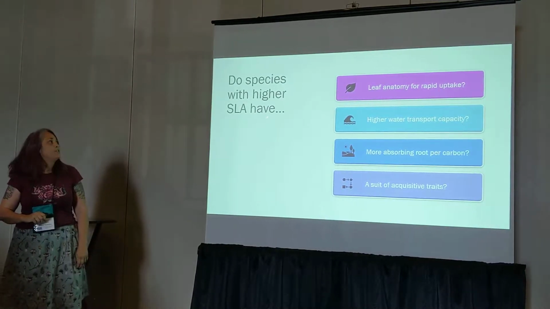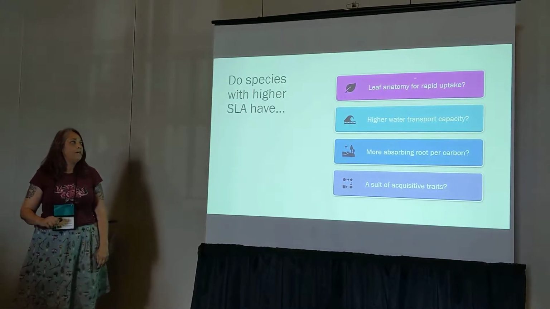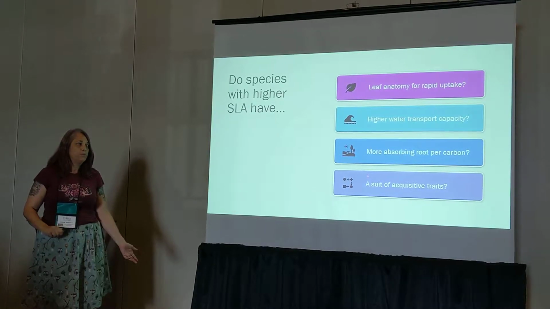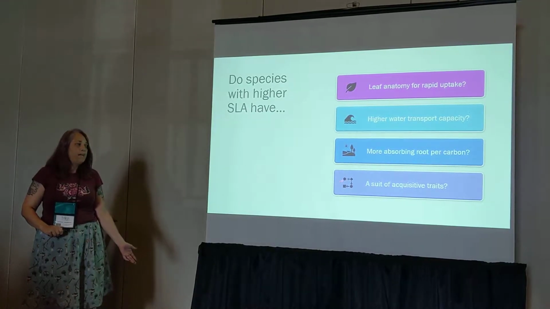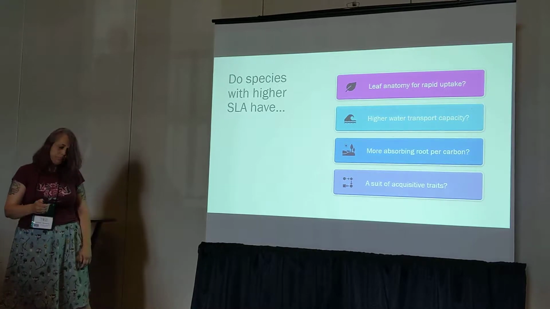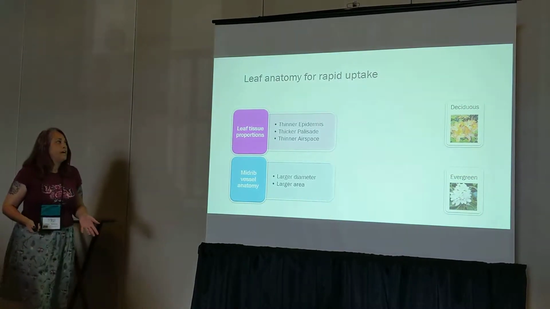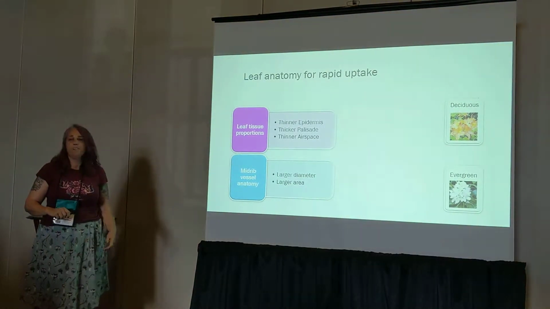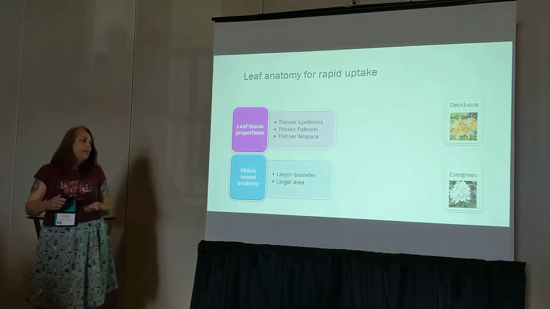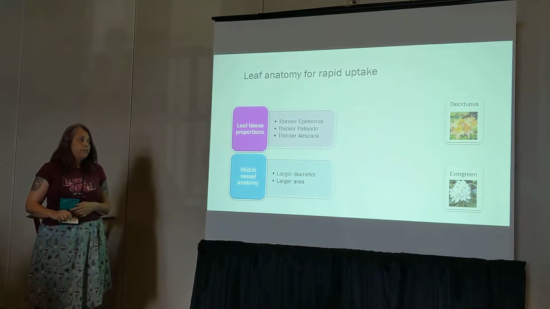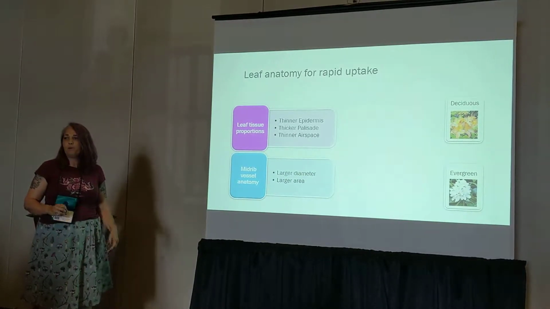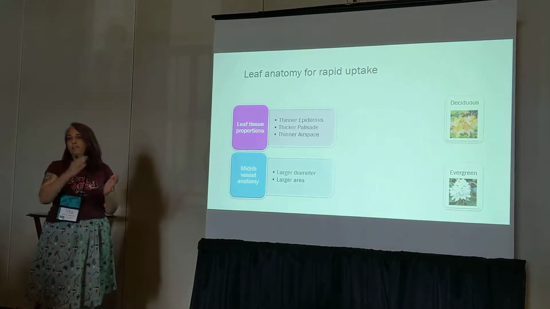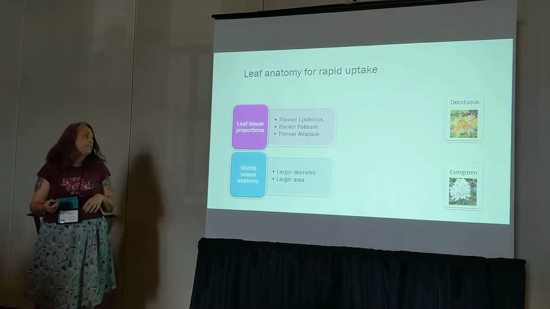So I'm going to ask, do species with higher SLA have leaf anatomy for rapid uptake, higher water transport, more absorbing root per carbon? In fact, a suite of acquisitive traits. So first let's look at leaf anatomy for rapid uptake. The deciduous clade has variation in SLA within it. And so does the evergreen clade. We expect differences across the clades, but if we look within a clade, we should see that there's changes across SLA within and across clades.